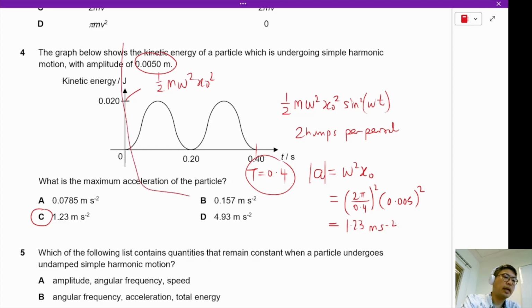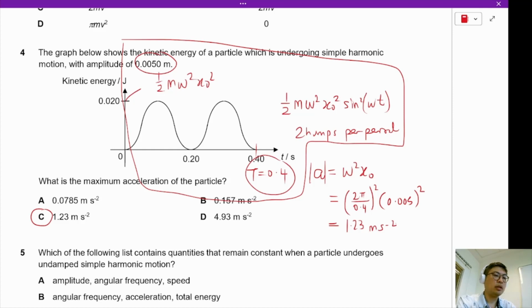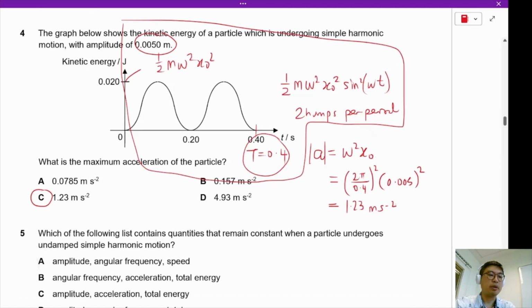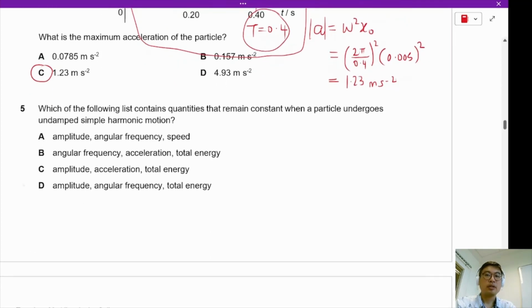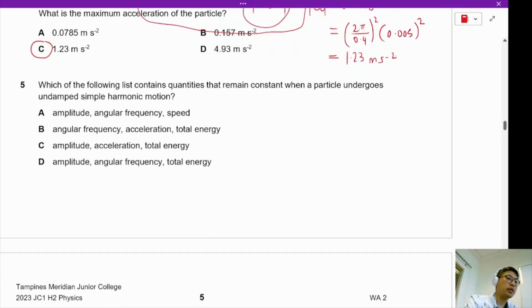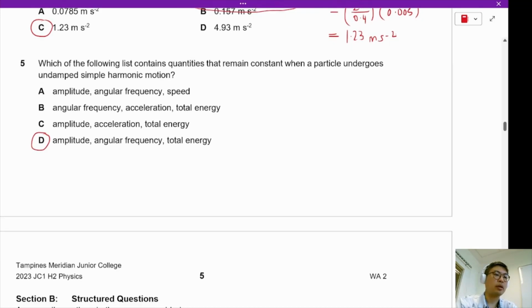So this is all the excess information that is given to us. The only information that is actually required is the amplitude and the period. Now, question 5, the answer will be D. Which of the following contains quantities that remain constant when a particle undergoes undamped simple harmonic motion?